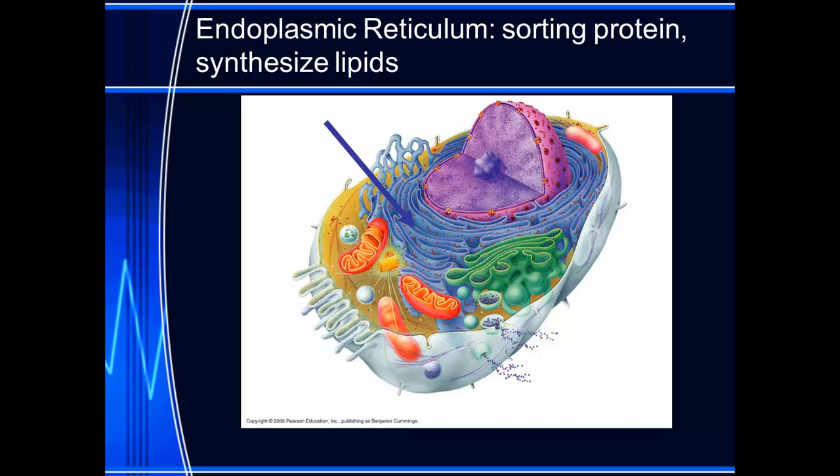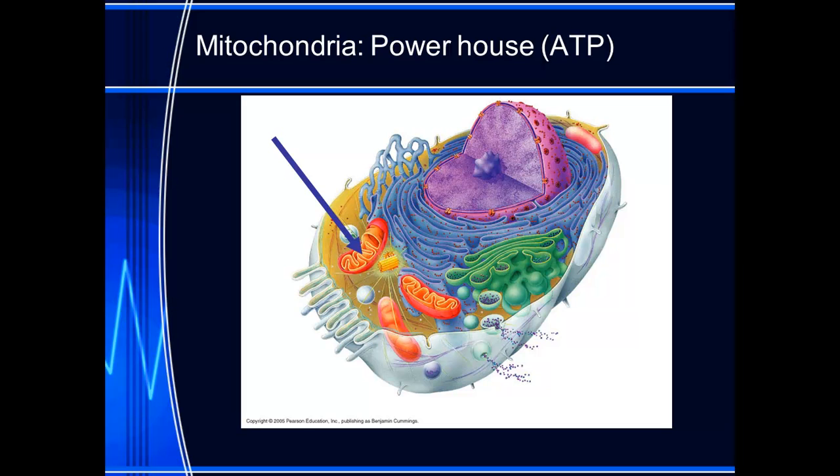Now we'll talk a little bit more about some of the other organelles within this hypothetical cell. One is called the endoplasmic reticulum, and it's within this particular organelle that protein is sorted and lipids are synthesized. So that is the location of sorting of protein and the synthesizing of lipids. And that, again, is the endoplasmic reticulum.